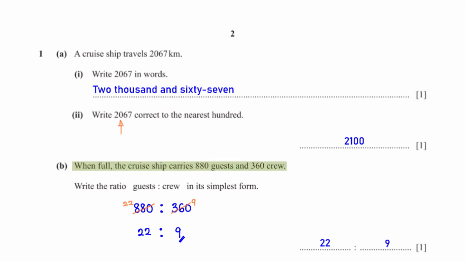When full, the cruise ship carries 880 guests and 360 crew. Write the ratio guests is to crew in its simplest form. The ratio guests is to crew is 880 is to 360. The highest common factor of the two numbers is 40. When we divide through the ratio by 40, we get its simplest form to be 22 is to 9.